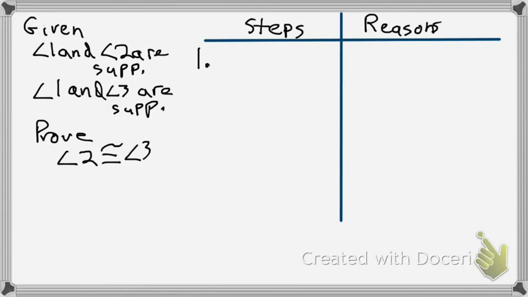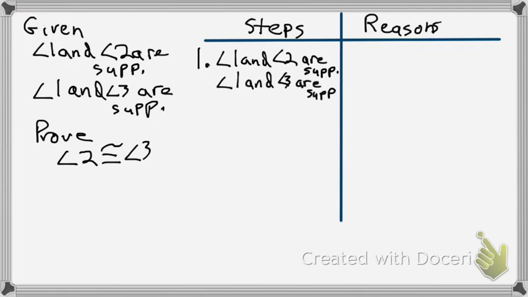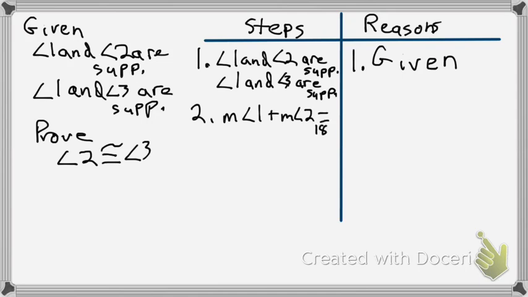So, step 1, we're going to write down our givens. Always a good place to start. Now, you guys were just with us, so you know what supplementary means. Right? So we're going to go 1 plus 2 equals 180, and 1 plus 3 equals 180. And again, here's the pattern. We say something's supplementary, and then the next step is we define that mathematically.